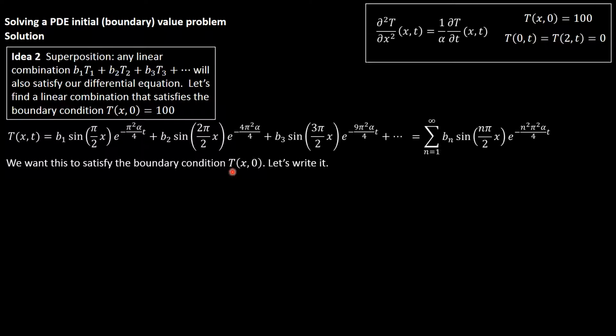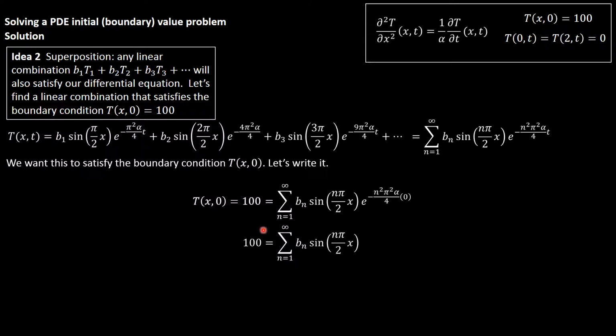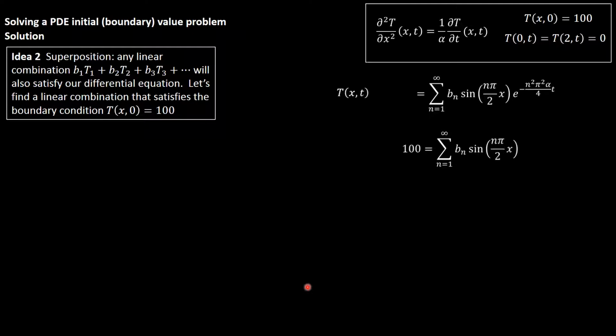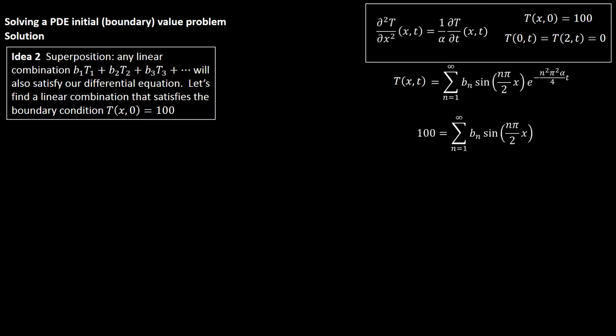We want the boundary condition, T of x, 0 equals 100. The bar started at 100 degrees Celsius. So therefore, if we plug in x for x and 0 for t, we should have 100 equals all of this. Well, e to the 0 is just 1, so 100 equals this series, because our bar has length 2.